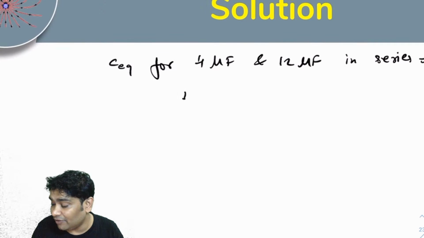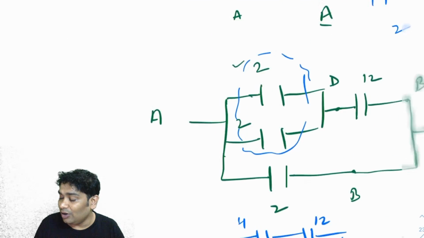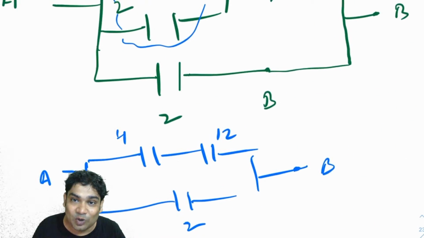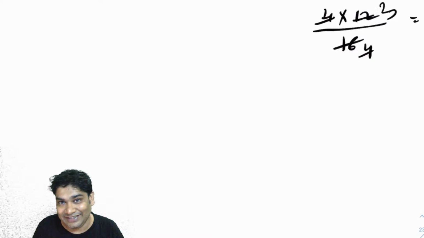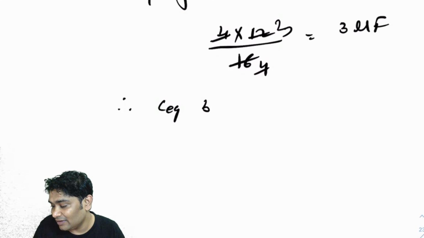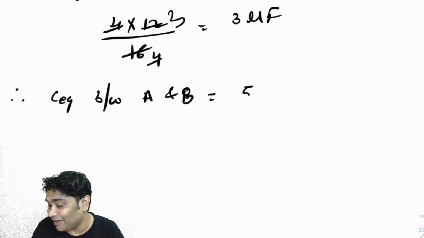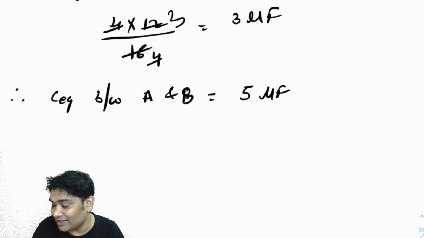So this is nothing but 4 into 12 over 4 plus 12, so that is 3. Absolutely, 3 microfarad. Now all you have is 3 microfarad and 2 microfarad in parallel, so obviously the C equivalent between A and B equals 5 microfarads, which is absolutely right.